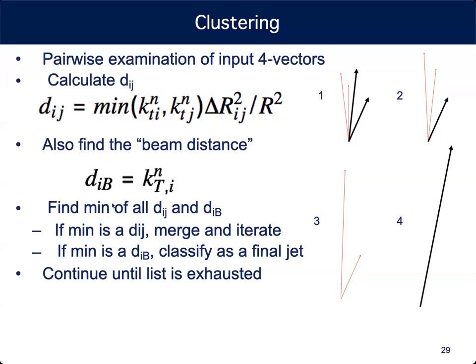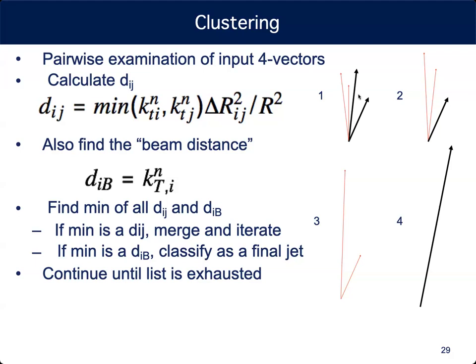So what you do is you find the minimum of all of the dijs and the diBs. If the minimum is a dij, you merge those two particles and put them together into the dendrogram, and you iterate the procedure. If the minimum is a diB, you're finished. That's the termination condition, and that particle is classified as a final jet. And you just keep doing this until it's exhausted.